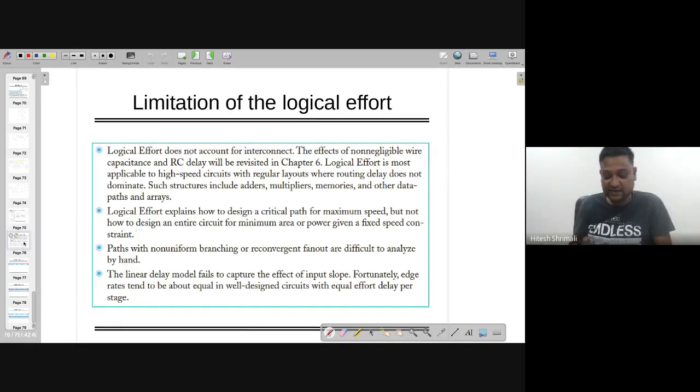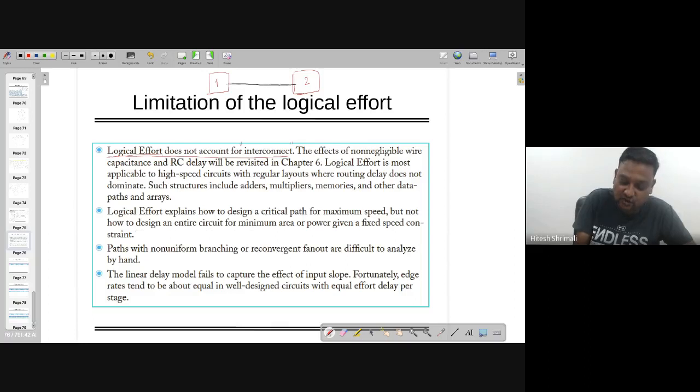Now let's understand the following limitations of logical effort. The logical effort does not account for interconnects. When I say interconnects, it's a very easy term. Interconnect means one block of circuit is there and there is another block of circuit. If I connect them, it's known as interconnect. A wire between two particular circuits, that's interconnect.